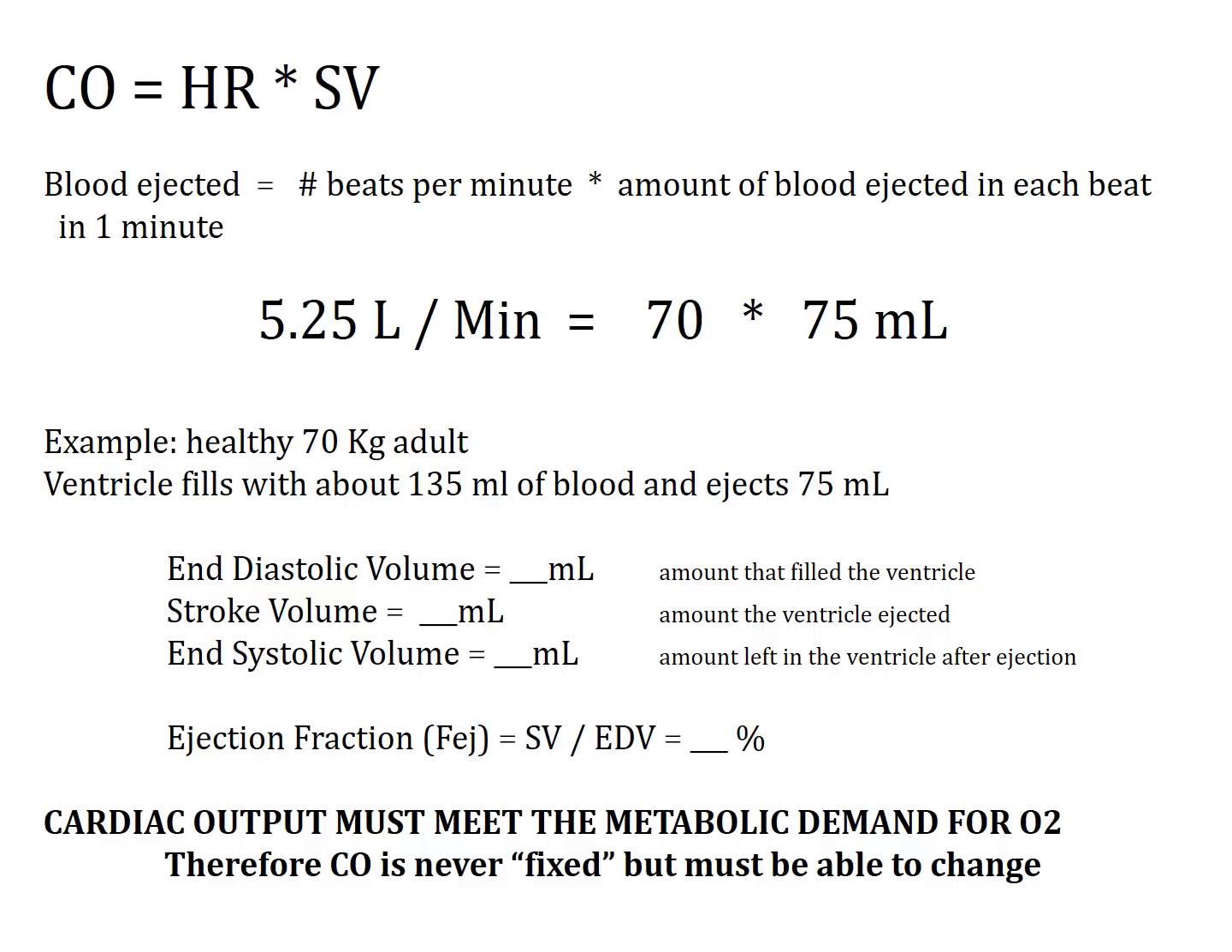So what I'd like you to do now is fill this in. What's the end diastolic volume? What was the stroke volume? What's the end systolic volume? And then calculate the ejection fraction and see if you get a normal ejection fraction. Again, a normal ejection fraction at rest is about 50 to 55%. And then remember, cardiac output always has to meet the metabolic demand for oxygen. It's never fixed. It must be able to change.